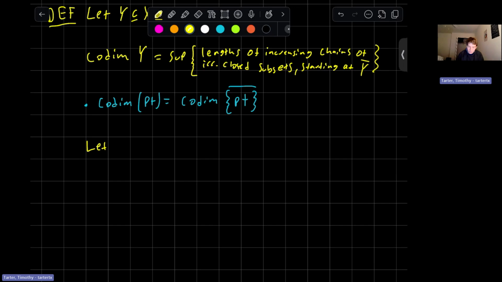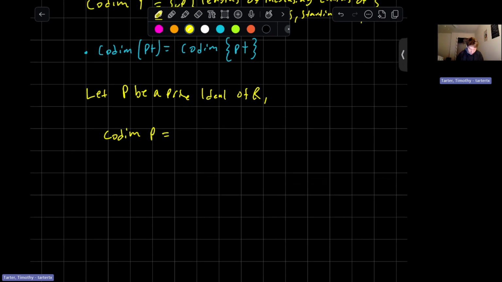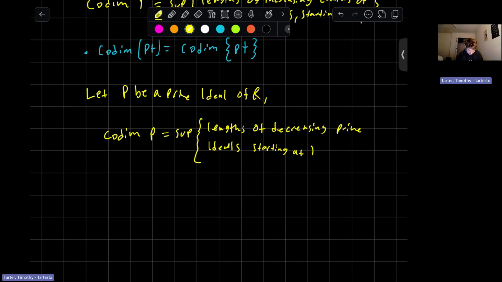And then let P be a prime ideal of R. Then we define codim P to be the sup of the lengths of decreasing prime ideals starting at P, indexed at 0.